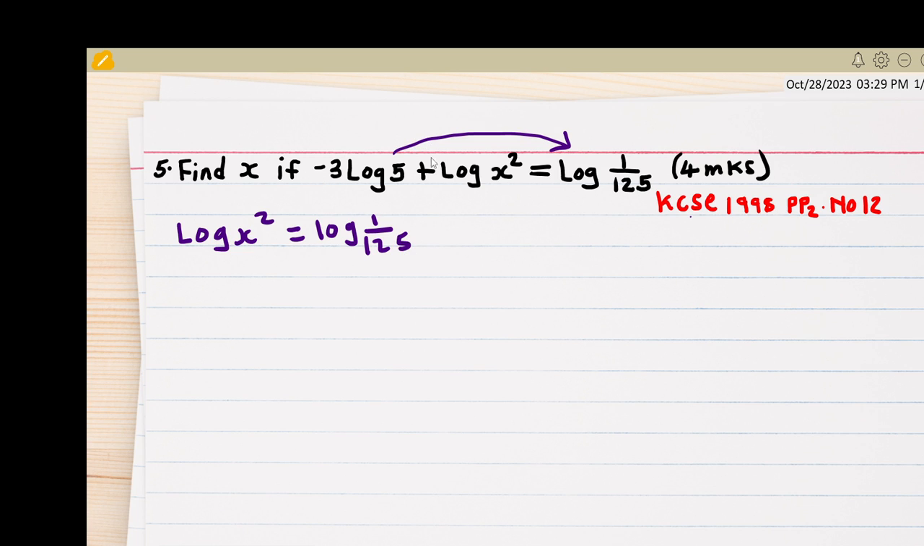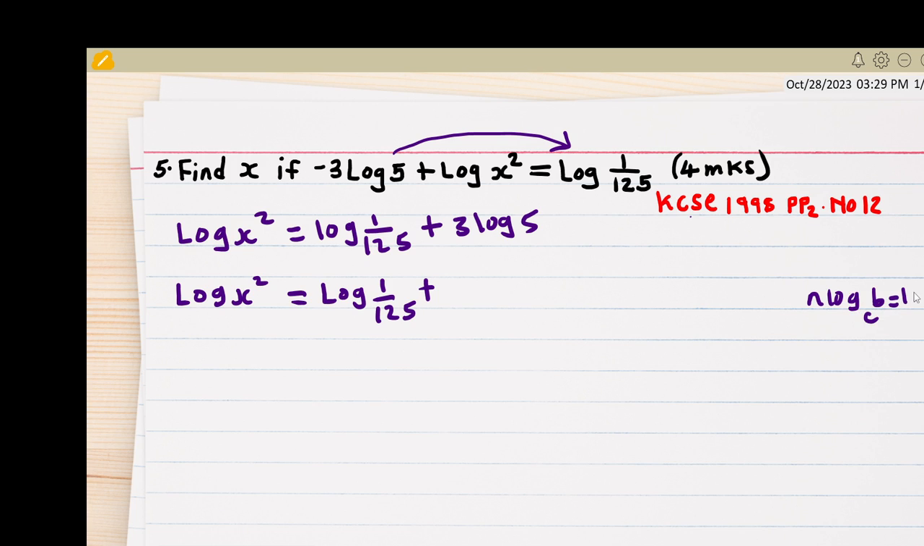Then of course, if this moves to the right hand side, it will be a positive 3 log 5. So this will be the logarithm of x squared being equal to the logarithm of 1 over 125, plus 3 log 5. If I use the third law of logarithms, which states that n times the logarithm to base c of b is the same as the logarithm to base c of b to the power of n, I can take the 3 to the power of 5. So this will be the logarithm of 5 to the power of 3.